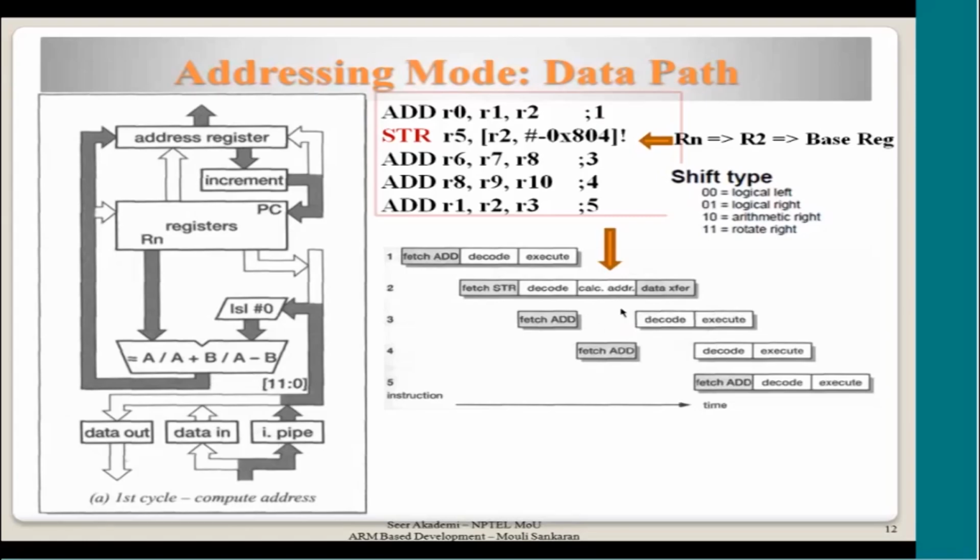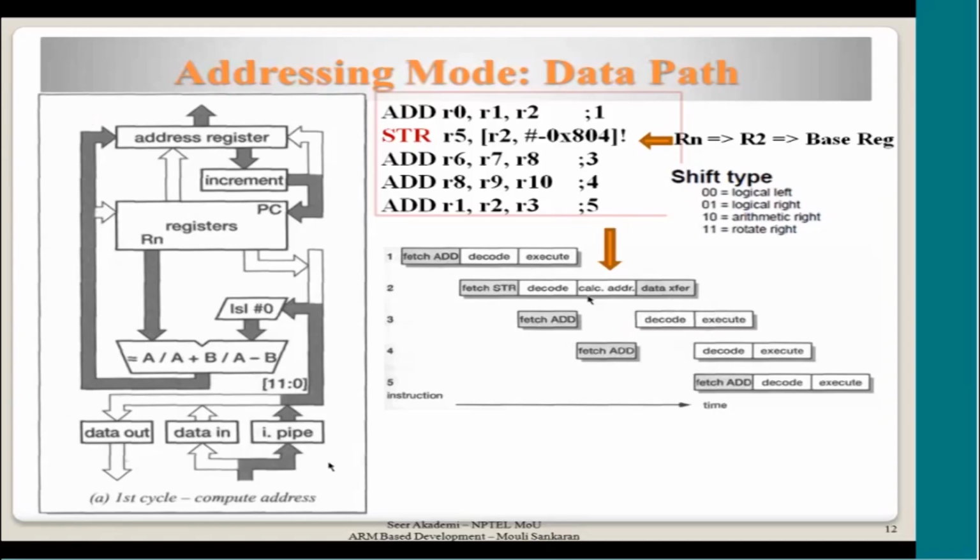Okay, and because of that, what happens? First the calculation of address is done, and then the transfer happens. So remember, the str instruction takes 2 cycles to complete. A typical add instruction will be completed within 1 cycle, whereas this takes 2 cycles. Now let us try to see.